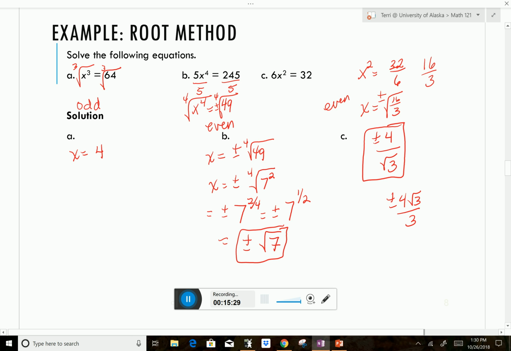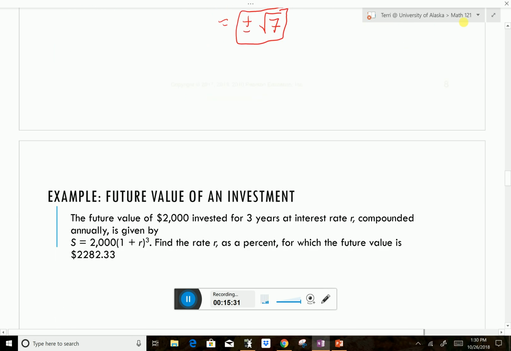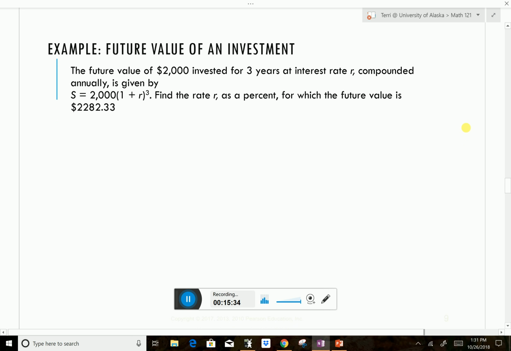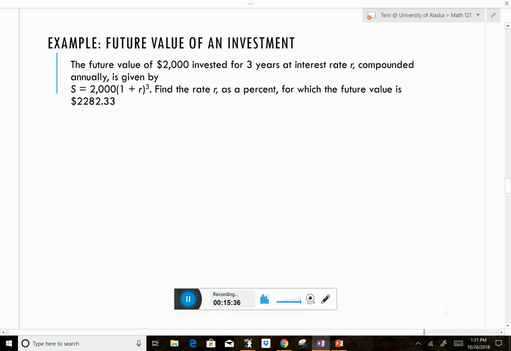Okay. Next one. So let's look at this. Future value of an investment. We're going to talk a lot more about this. The future value of $2,000 invested for 3 years at an interest rate R compounded annually is given by the equation S equals 2,000 times (1 plus R) cubed. Find the rate R as a percent for which the future value is $2,282.33. So we have an equation.